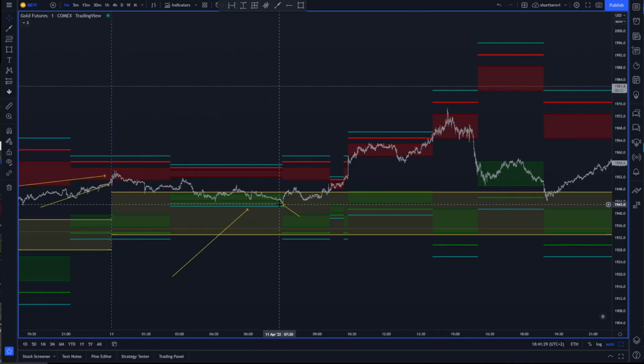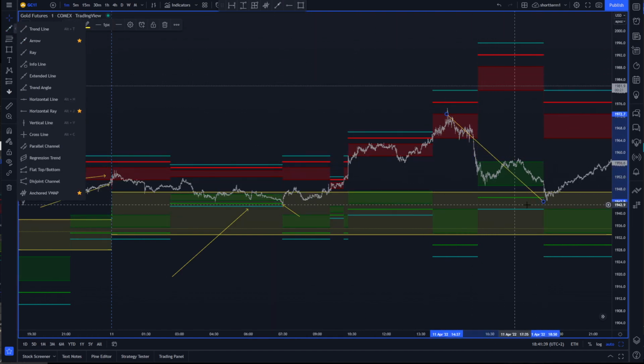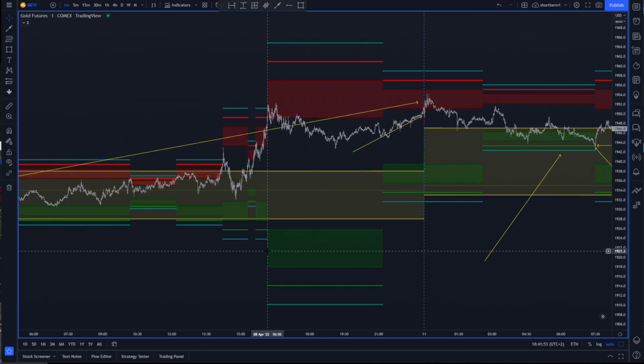And the one thing that I mentioned before, look what happened after US Open. It went back and retested the same area, and it bounced back, right? The next opportunity. Okay, so this is how I look at it.